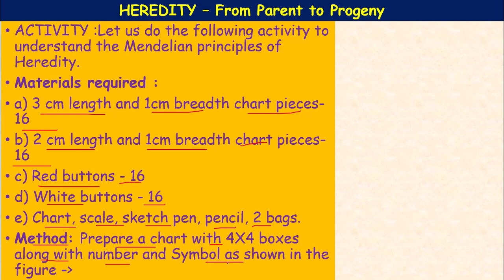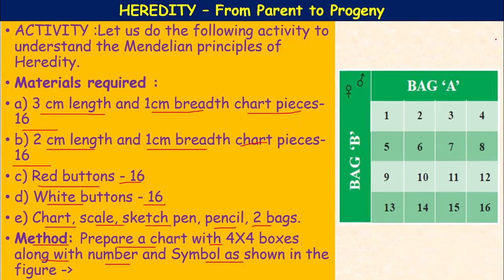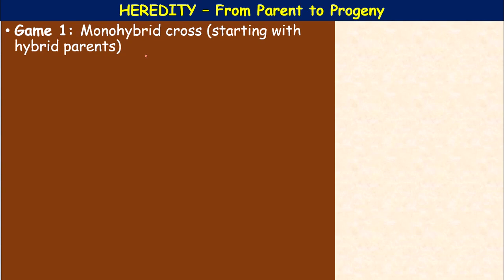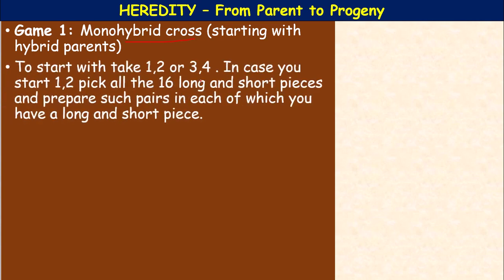The method: prepare a chart with 4 into 4 boxes along with number and symbol as shown in the figure, like this. Bag A and bag B, representing 1 to 16, the columns and rows. Now, the game 1, monohybrid cross. When one allelic pair is considered in cross breeding, it is called a monohybrid cross.